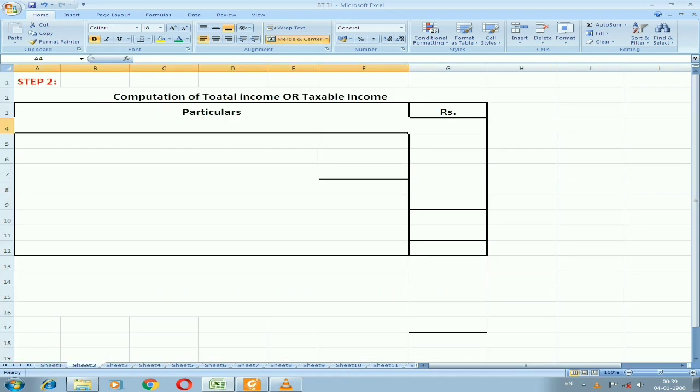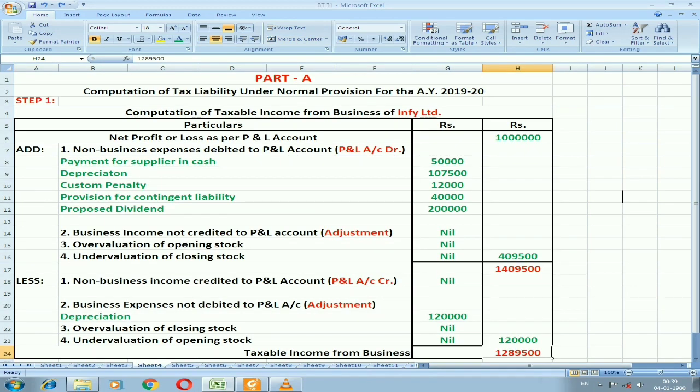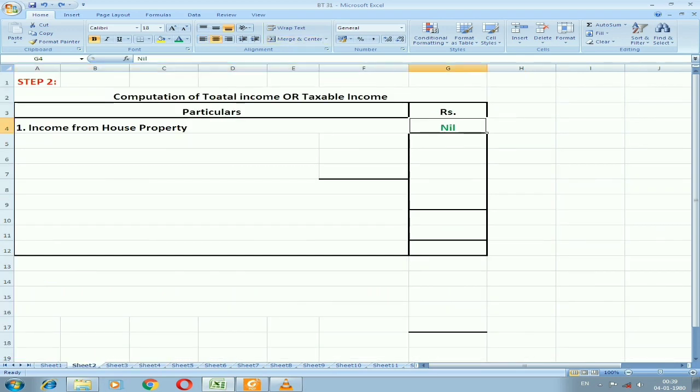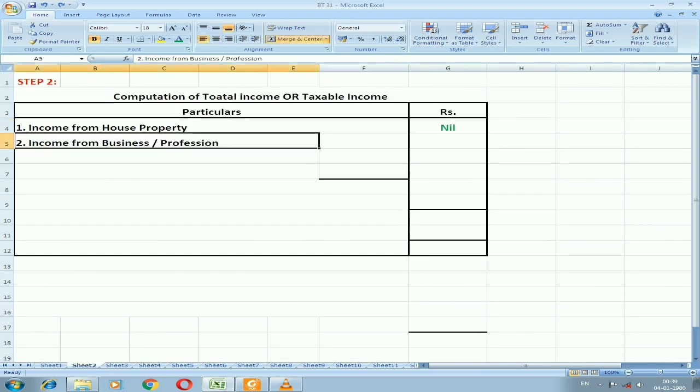Now let us start with the second step, computation of total income or taxable income. Always we are going to start from income from house property. For this, you need to check the first step, what you have done as non-business income. As you can see on the less part, non-business income, we don't have any item. If you have any non-business income there, you can take it under the second step, but we don't have any of that. So income from house property will be nil.